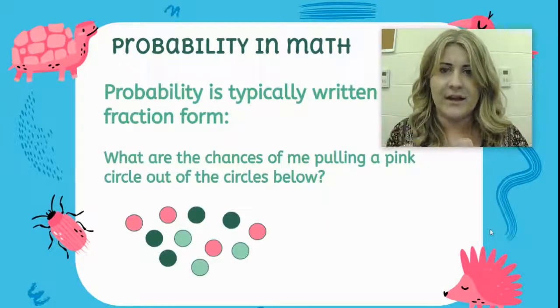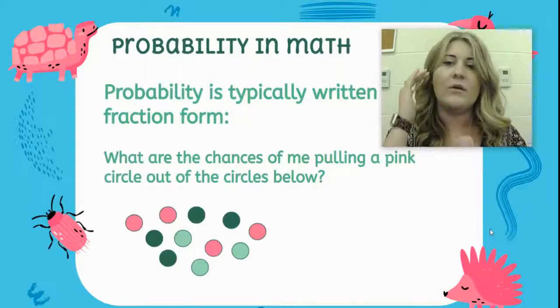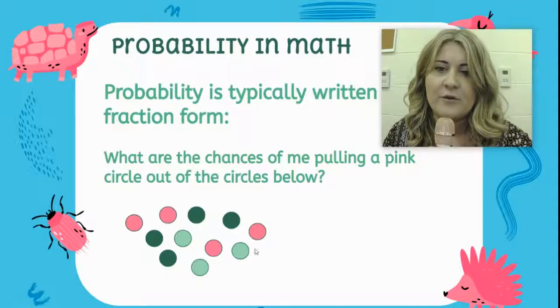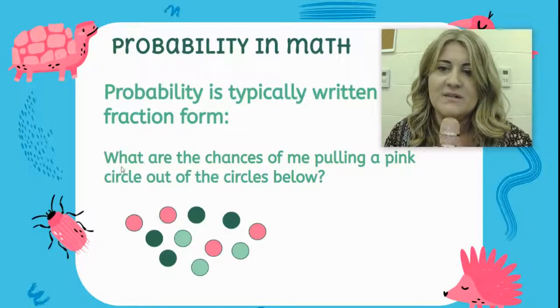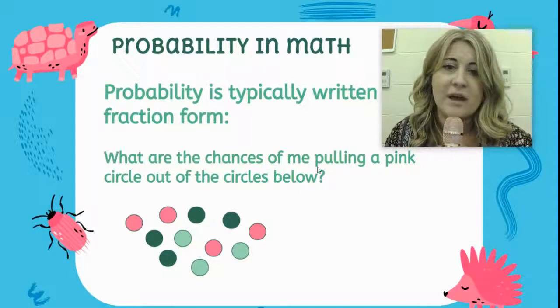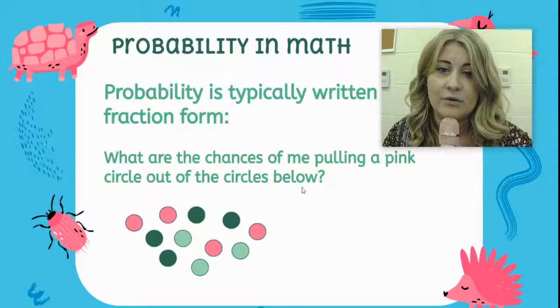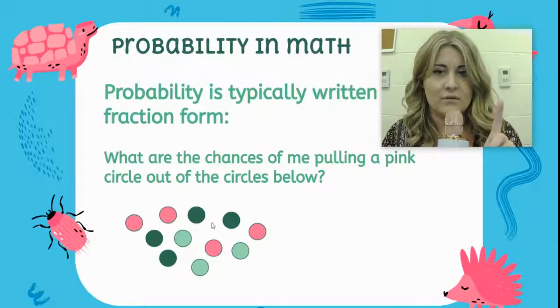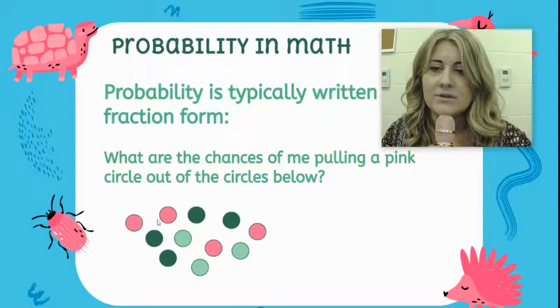Probability is typically written in a fraction form. We have this example down here with all of these circles, and I am focusing on the pink circles. My question says, what are the chances of me pulling a pink circle out of the circles below? In order for us to find the chances of this, we're going to first count the pink circles. There are 1, 2, 3, 4 pink circles.